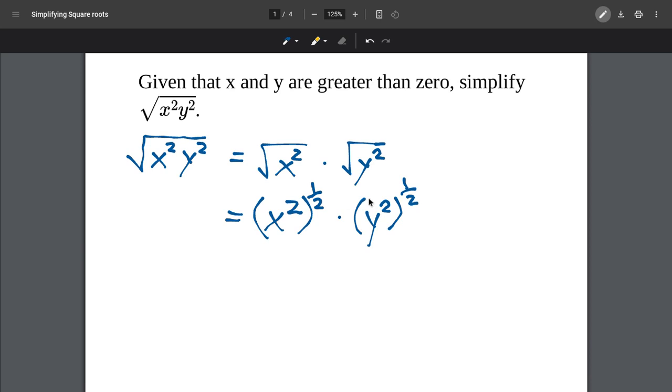Now, when you raise a power to a power, you multiply the power. So this becomes x to the 2 times 1/2, which is just 1, times y to the 2 times 1/2, which is just 1. So this is x to the first times y to the first, or just xy.